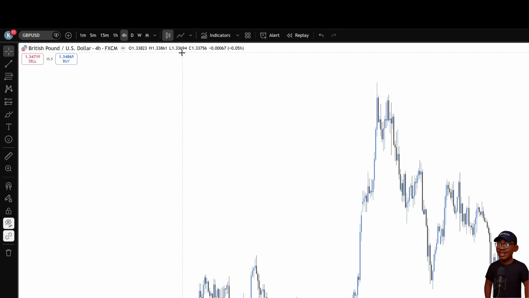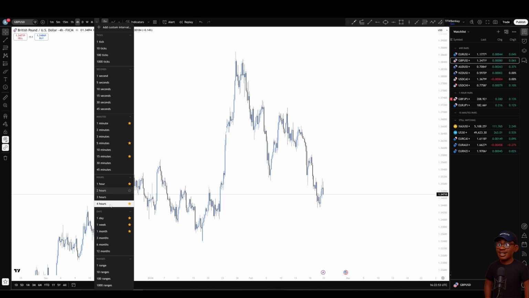Now, on the toolbar on the top section, we have the time frames over here. So these are the ones that are favorited. We have the 1 minute, the 5 minutes, the 15 minutes, the 1 hour, the 4 hour, the daily, the weekly, and the monthly time frames over here. So for you to see the entire time frames that TradingView has to offer, you click on this button to see the time frames that TradingView has to offer.